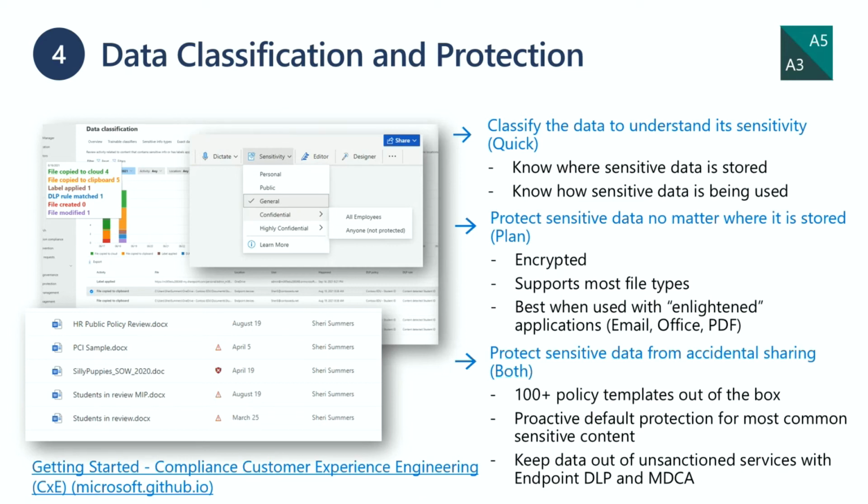Next, quick tip, data classification protection. Start somewhere. You have the ability to deploy sensitive information types. You have the ability to deploy a lot of data loss prevention and information protection capabilities in your environment. Get users used to these labels, what they do, educate them on how to use them.